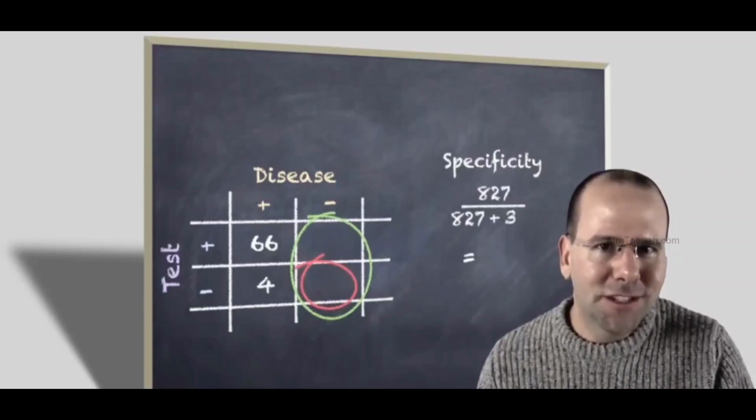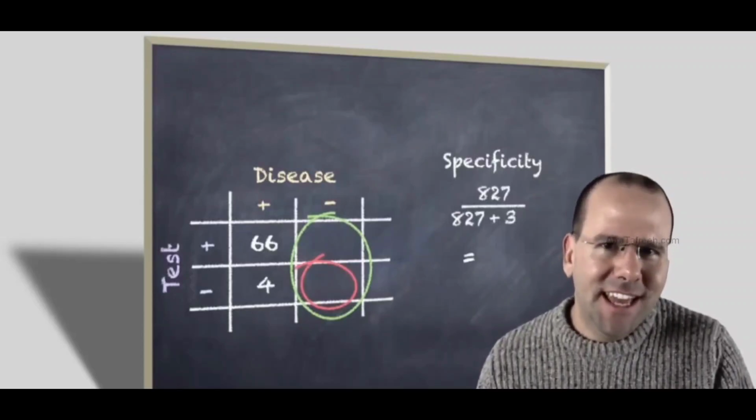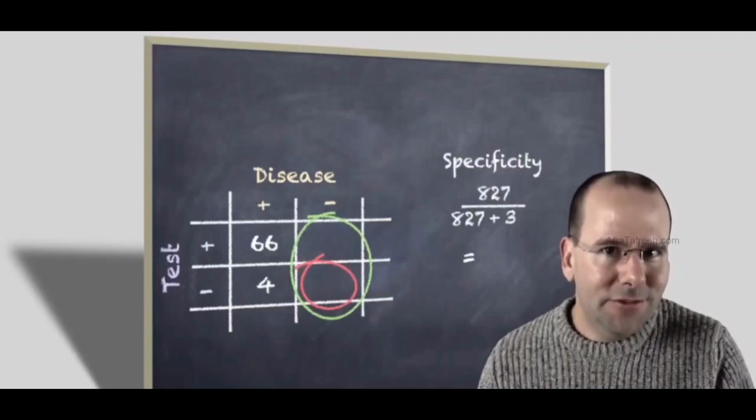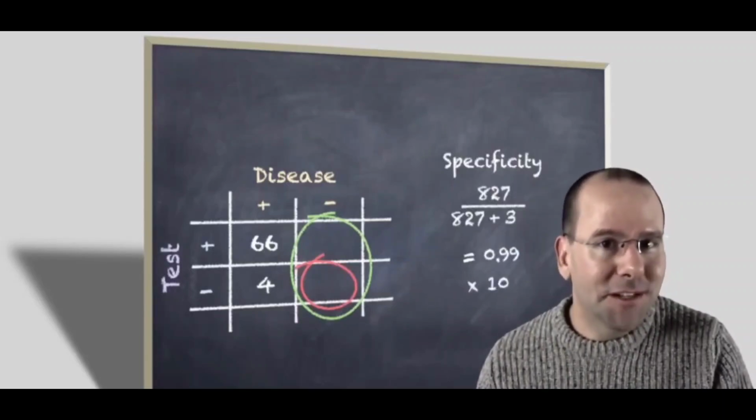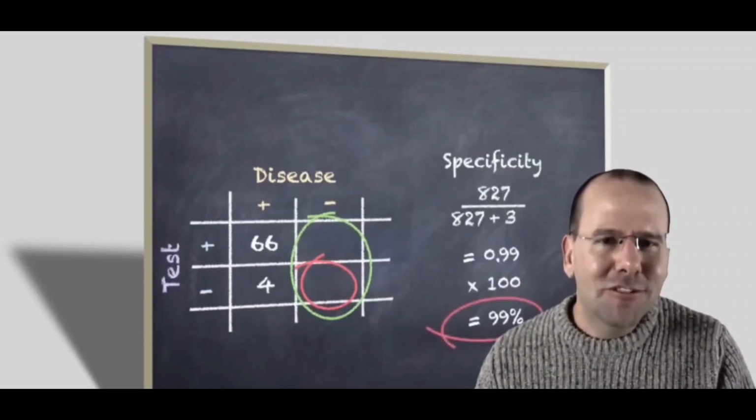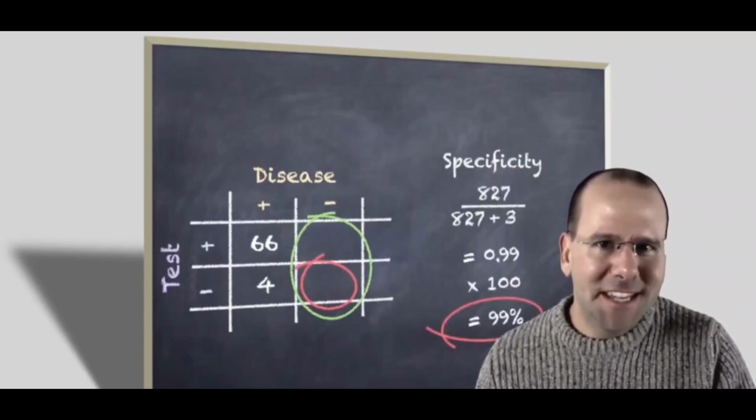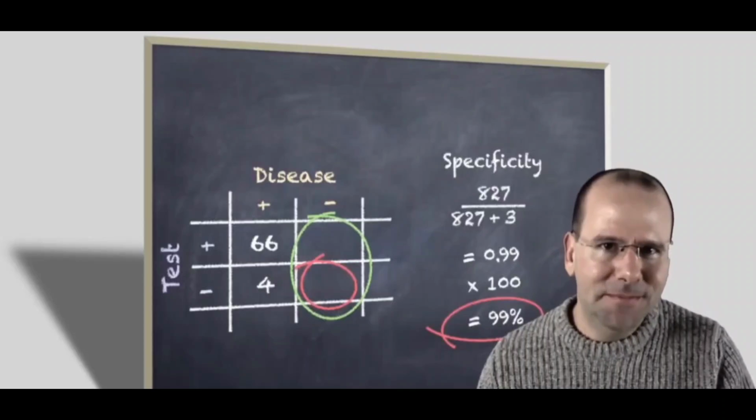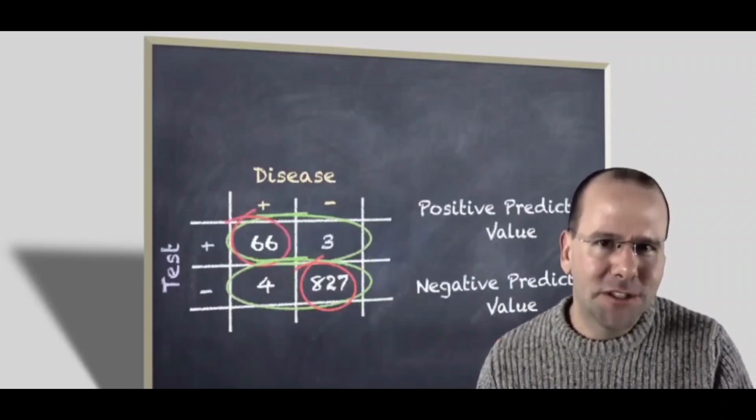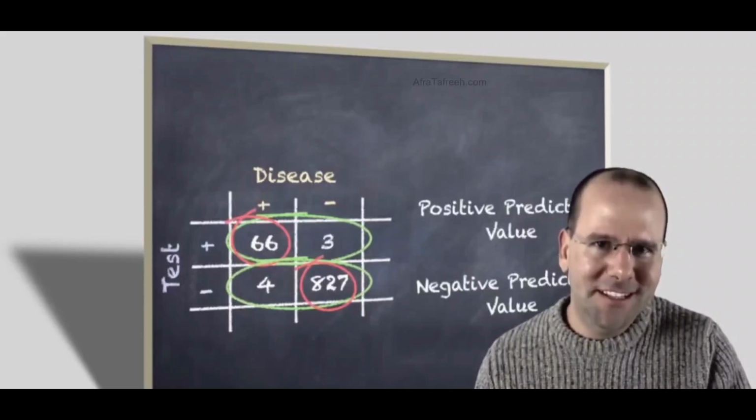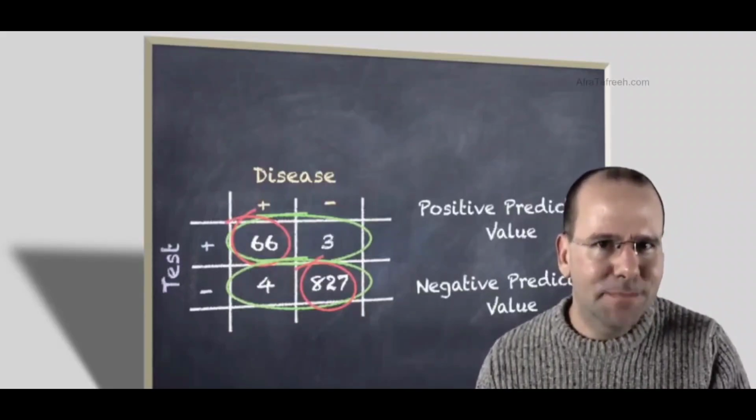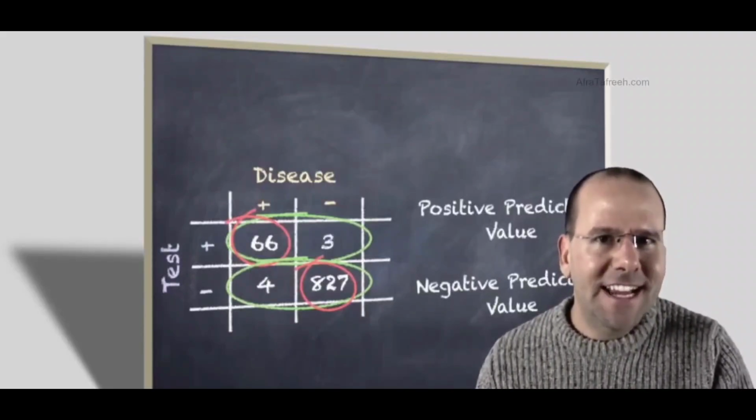So in this case, those encircled in red are the true negatives. So here we're saying 827 of the 830 will correctly test negative. So 827 over 830 is 0.99, which is 99%. So of people who don't have the disease, 99% of them will be correctly identified by this test. I'm not going to go through all the calculations again for positive and negative predictive value. Basically, the exact same principle applies. The positive predictive value is the proportion of people who test positive who actually are positive. So the positive predictive value tells me if I go for a test and I test positive, what are the chances that I actually have the disease?